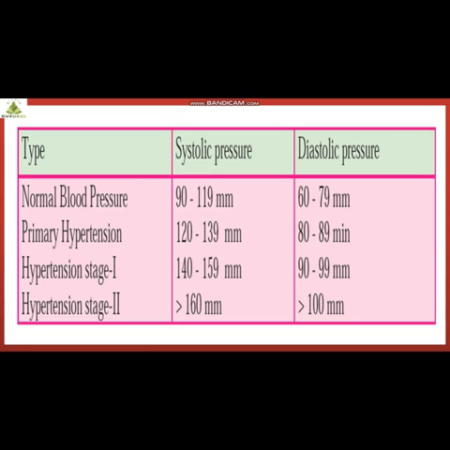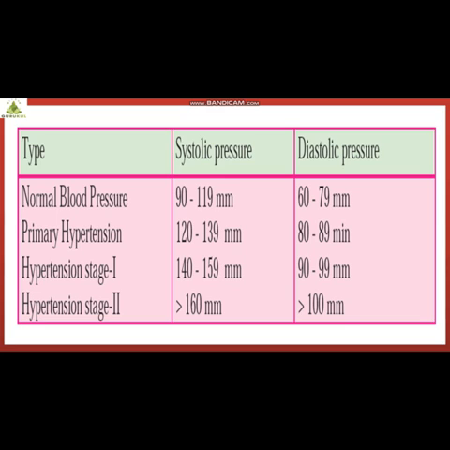Always remember, for a normal person, blood pressure should be between 90 to 119 millimeter systolic. Diastolic is 60 to 75 millimeter. Now what is systolic? Remember, systolic relates to the contraction of the heart, and diastolic pressure relates to the relaxation of the heart. Coming to primary hypertension, it is 120 to 139 millimeter systolic, and diastolic is 80 to 89 millimeter.